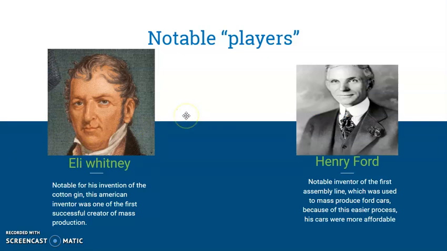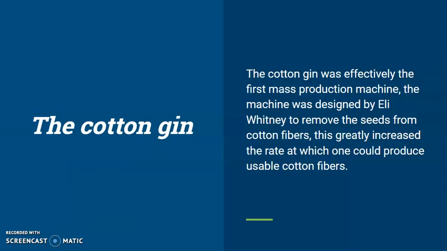Notable players are Eli Whitney. His notable invention was the cotton gin. This American inventor was one of the first successful creators of a mass production design that worked consistently. And again, another is Henry Ford. His notable invention was, of course, as I've said before, the first assembly line, which was used to mass produce Ford cars. Because of this easy process, his cars were more affordable than other brands.